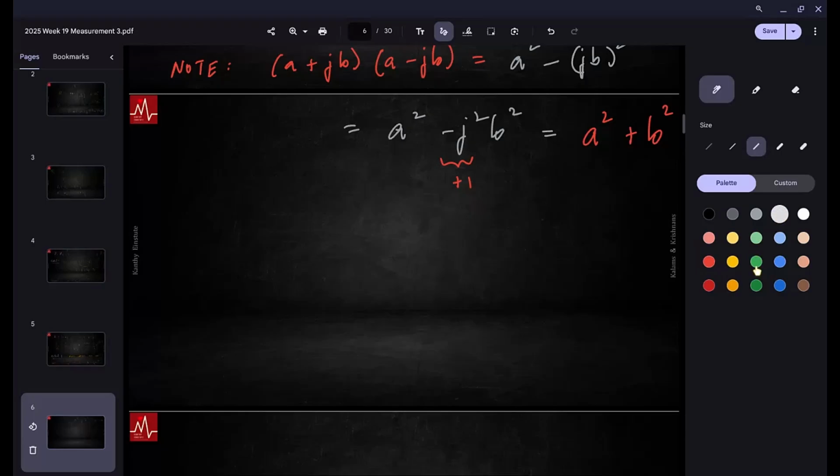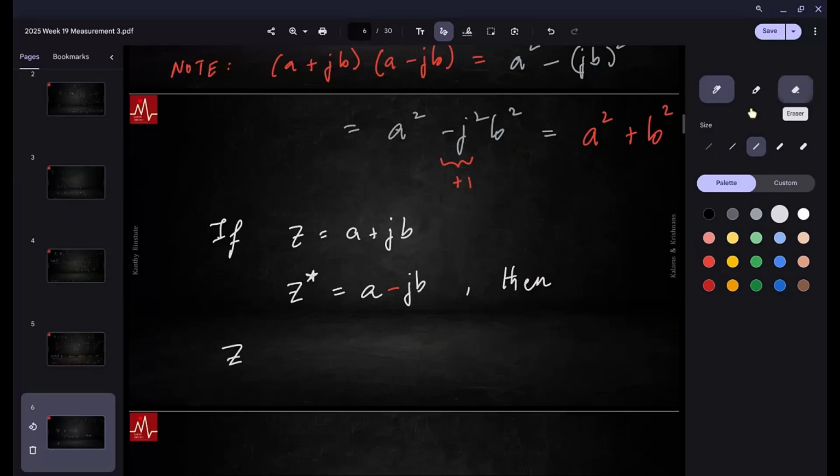Let's pause for a moment and notice this. Z is a plus jb. You consider Z star, you just change the sign of the imaginary part. Okay, then Z star is the complex conjugate. If you multiply Z and Z star, you get a square plus b square, purely real.